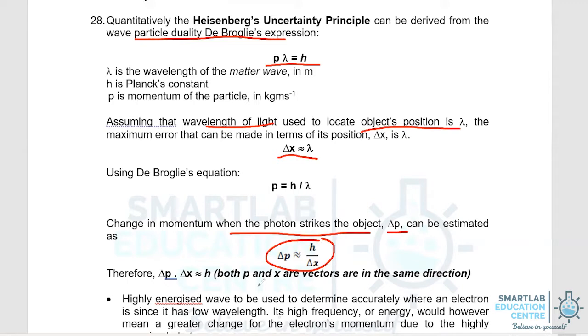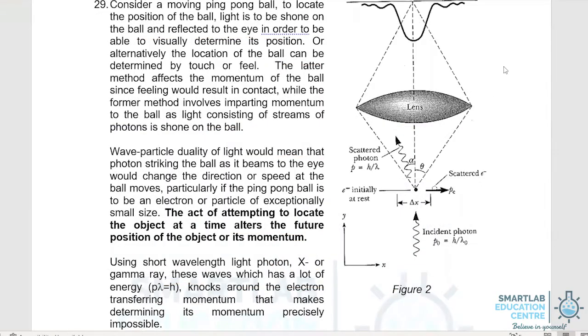Do note that in this formula that we're using in Heisenberg's uncertainty principle, both change in p and change in x are vectors. Therefore, they must actually be in the same direction. So let's take a look at some examples.